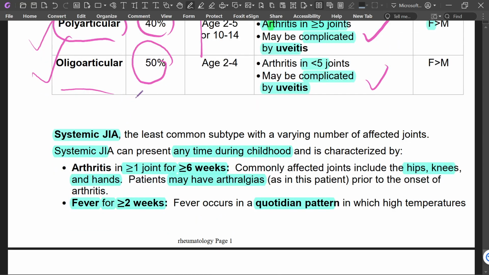Systemic JIA is a very high yield topic. Though it is the least common subtype, it is more important. Arthritis in more than one joint for more than 6 weeks commonly involves hips, knees, and hands. These may have arthralgia prior to the onset of the arthritis.